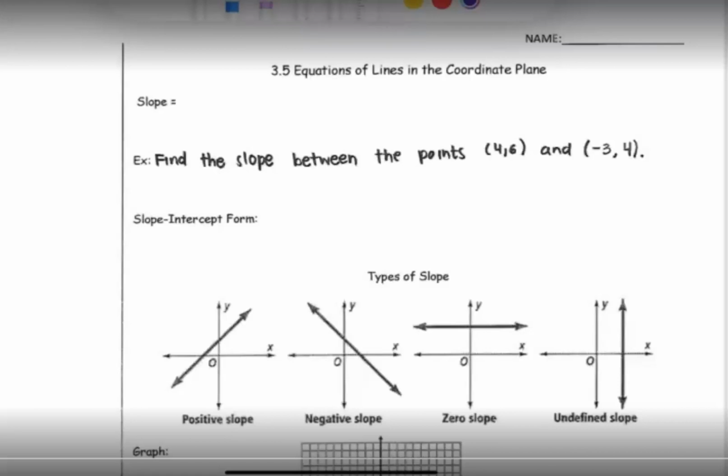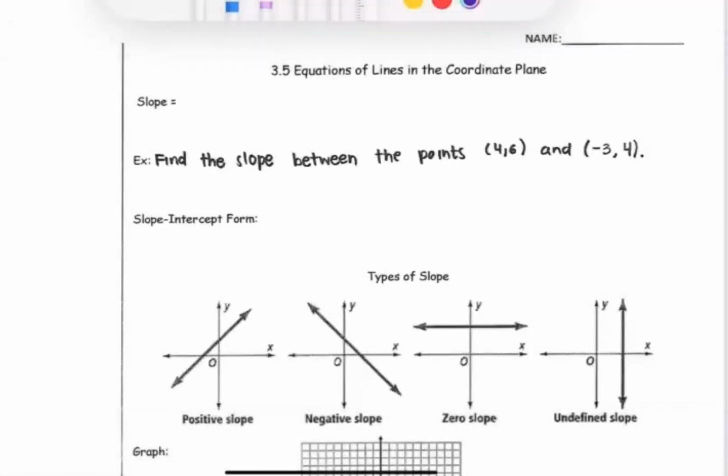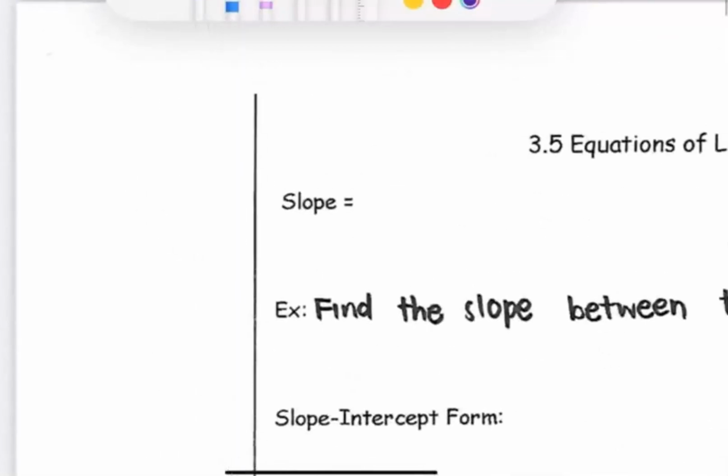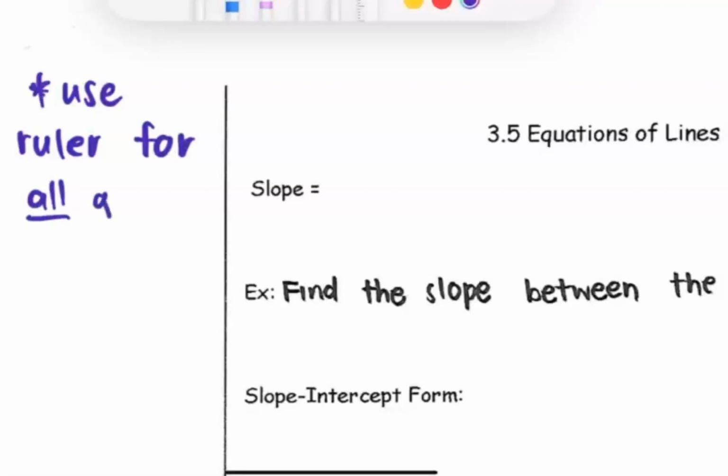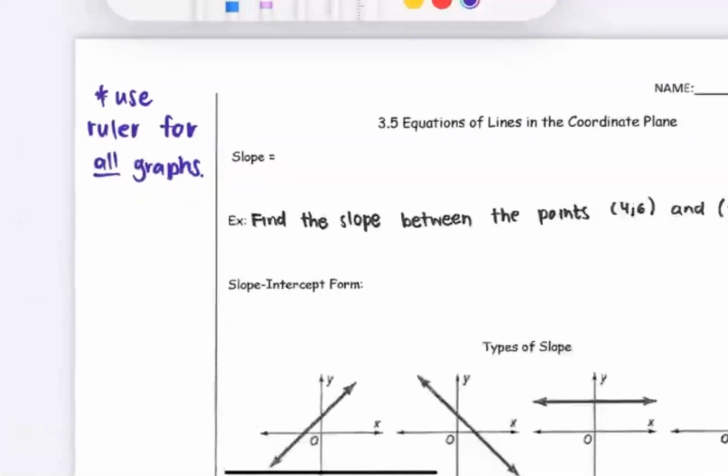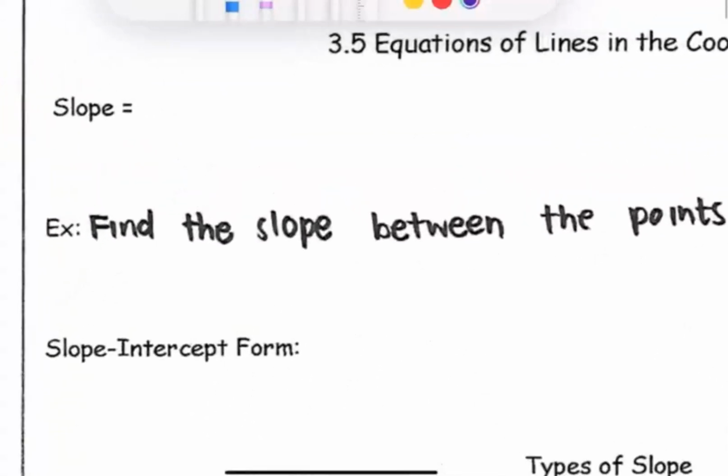Hey guys, today's topic is equations of lines in the coordinate plane. That will be section 3.5. And your warning for today is that you have to use rulers for all of the graphs. And we're going to get started with the slope.